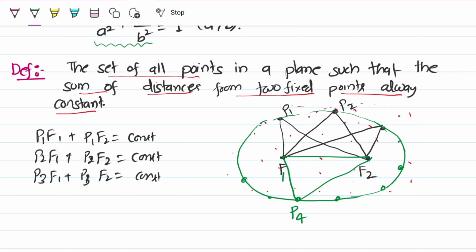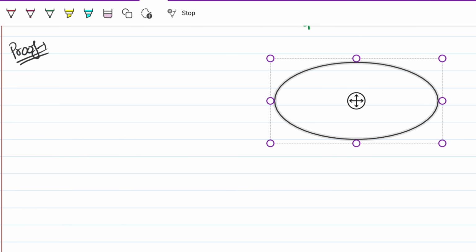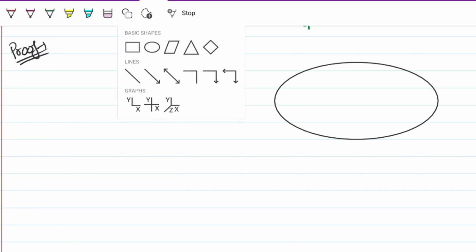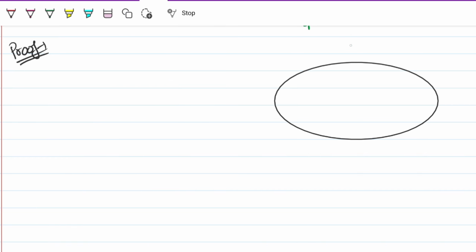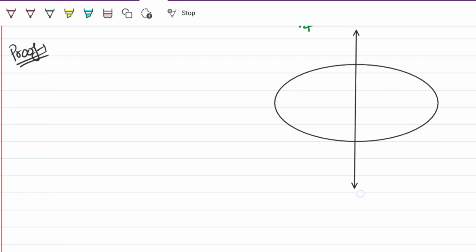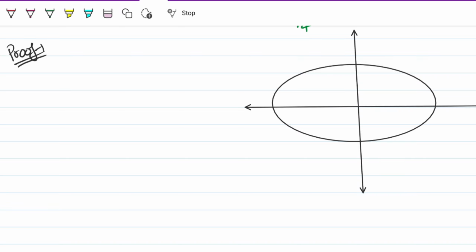So I have explained the definition of the ellipse in detail, what actually an ellipse is. Now we will prove the standard equation of the ellipse. In the proof, first of all, we have some construction. Construction means we will make an ellipse. This is the ellipse, and in the standard ellipse, the center is always at the origin. This is the y-axis, and this is the x-axis.